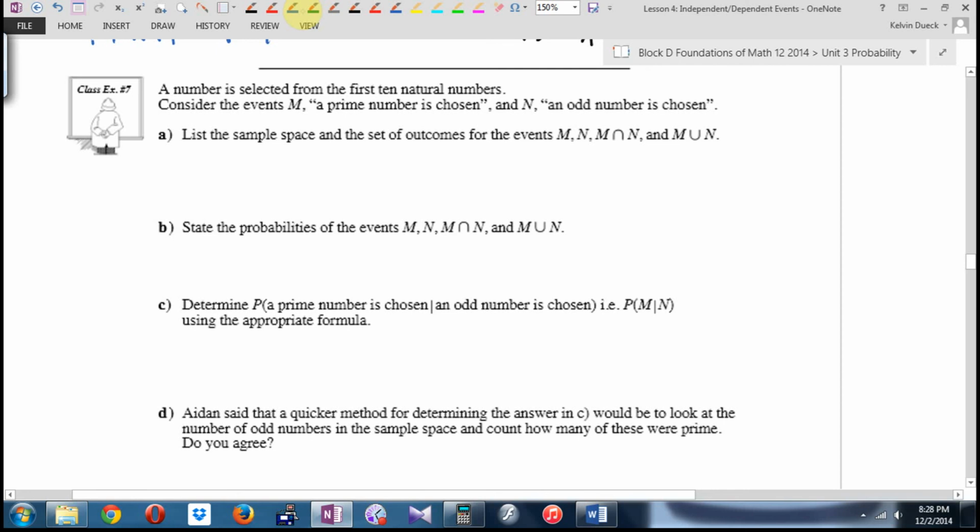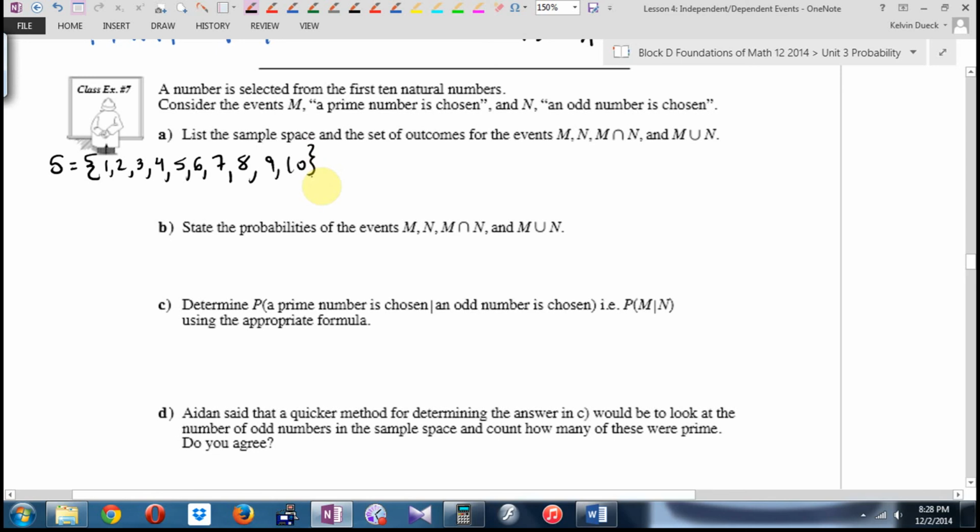So a number is selected from the first 10 natural numbers. So we're talking about 1, 2, 3, 0. No, it's not 0. 1, 2, 3, 4, 5, 6, 7, 8, 9, 10. It says list the sample space. So the sample space: 1, 2, 3, 4, 5, 6, 7, 8, 9, 10.